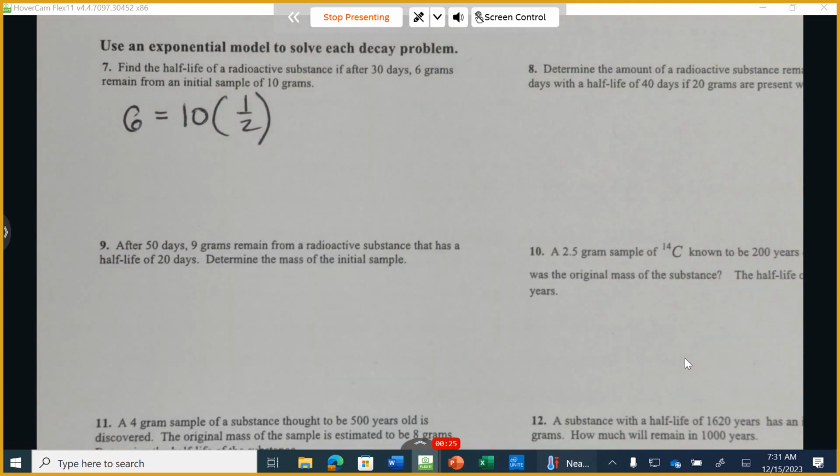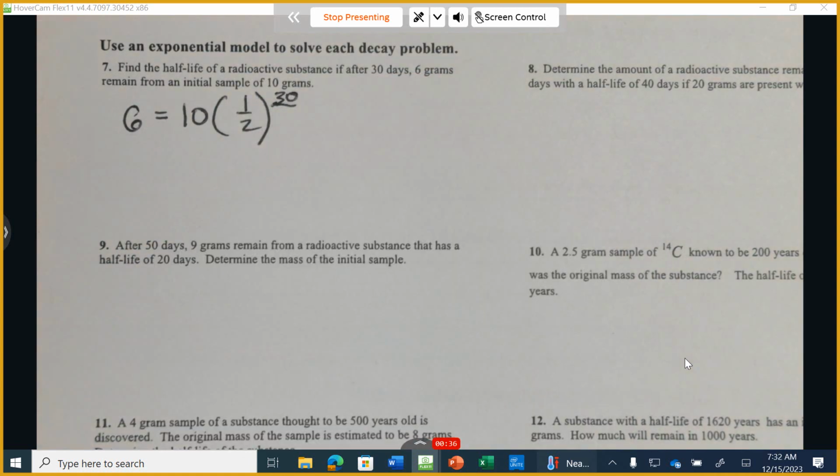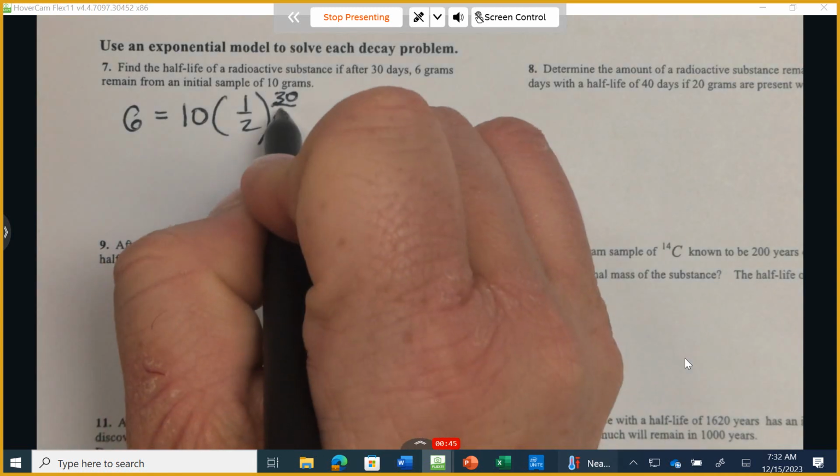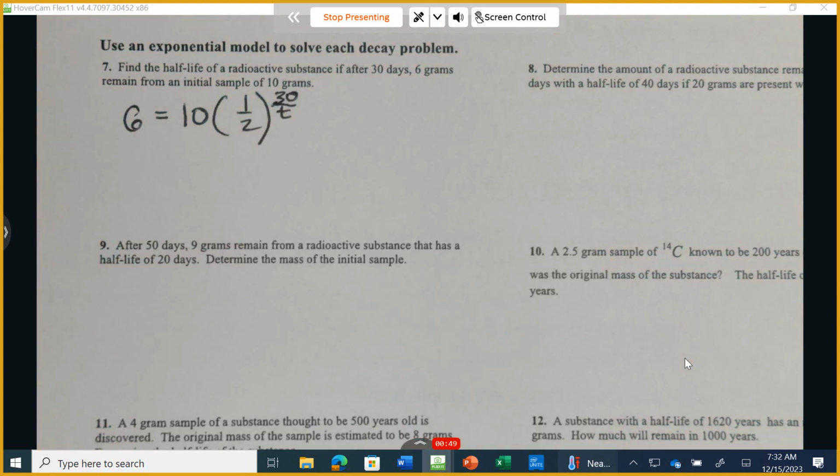Now, those 6 grams correspond to how many days? Read the problem. How many days does 6 grams correspond to? 30 days. And we're trying to figure out what is the half-life. That means that half-life is where you take the amount and decrease it by half. When does that occur? So down here, I'm going to put a T for time, or whatever variable you want there. And now we're going to go about solving.